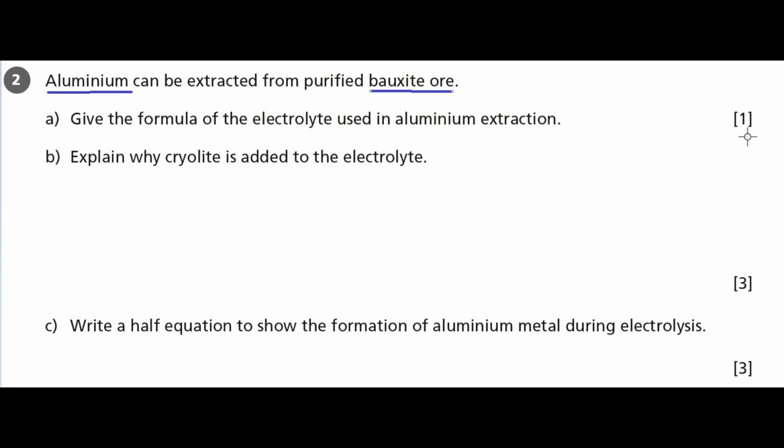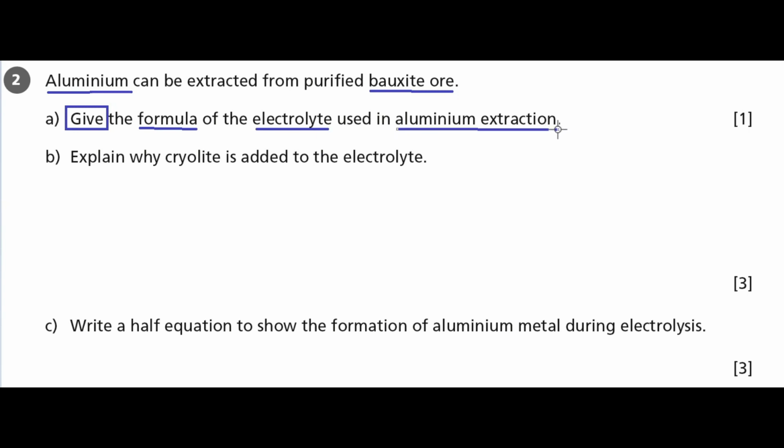Looking at part A, give the formula of the electrolyte used in aluminium extraction. So what's the command word? The command word is give. What other information am I given in the question? They want a formula, so a name won't do it. And they want the formula of the electrolyte used in aluminium extraction.